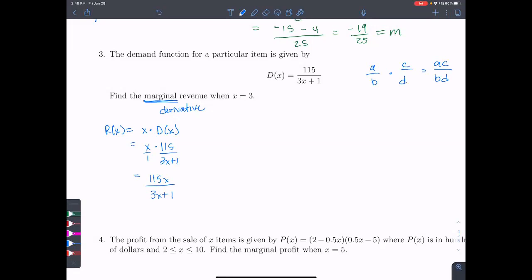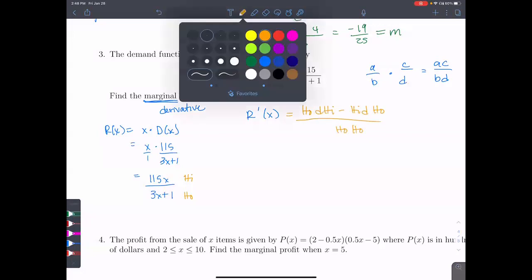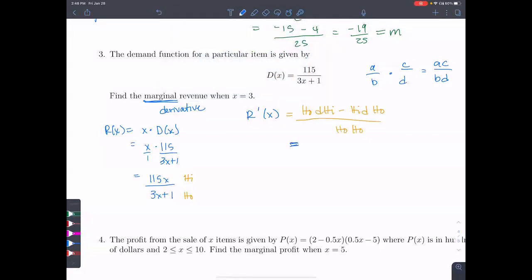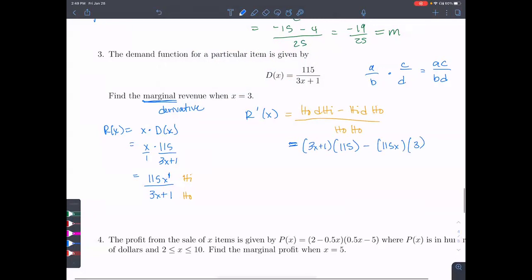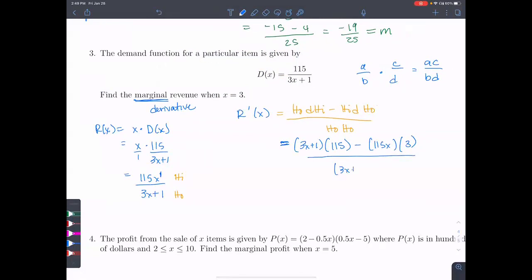Okay, so marginal revenue, we're going to take the derivative. So we want to know r prime of x. This is going to be high and ho here. So this would be ho d high minus high d ho over ho ho. So then use your derivative skills now. So 3x plus 1 at the bottom times the derivative of the top, which would just be 115, because this is x to the first, minus the top, so 115x, times the derivative of the bottom, which would just be 3, over the denominator squared, 3x plus 1 quantity squared.